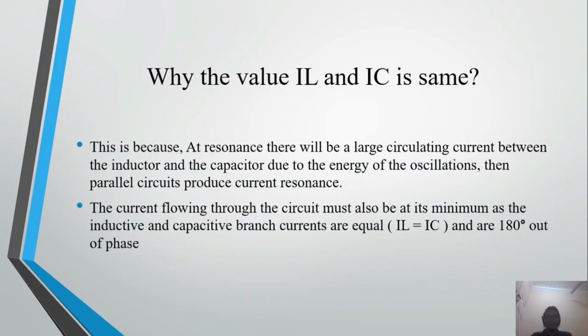Next, why are the values of IL and IC the same? First, this is because at resonance there will be a large circulating current between the inductor and the capacitor due to the energy of oscillation. Then, the parallel circuit produces current resonance. Second, the current flowing through the circuit must also be at its minimum as the inductive and capacitive branch currents are equal. IL equals IC and 180 degrees out of phase.